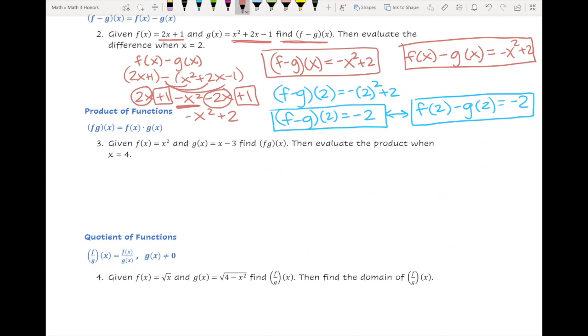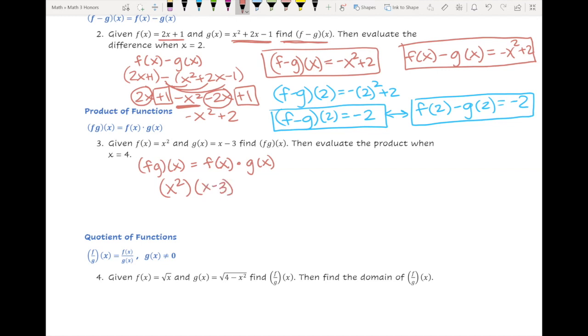And so I'm going to do the f times g of x. So you can either write fg, like f times g of x like this, or you can say the entire f of x function times the g of x function. They both mean the same thing, so I'm going to take my f of x, which is x squared, and I'm going to multiply it by the g of x, which is x minus 3.